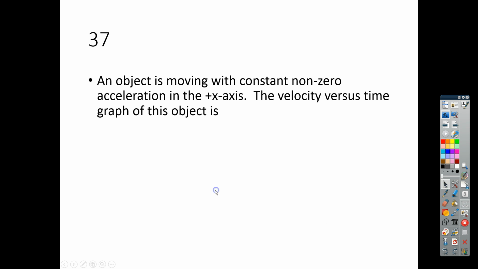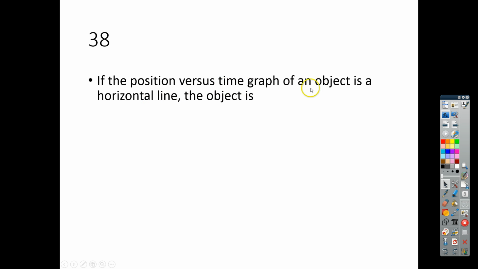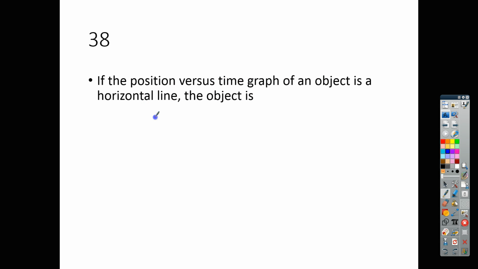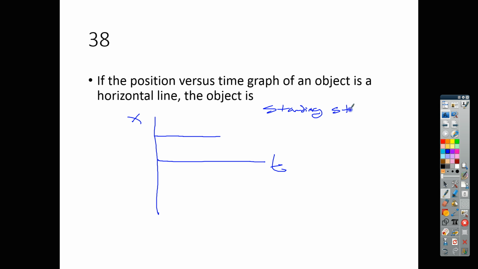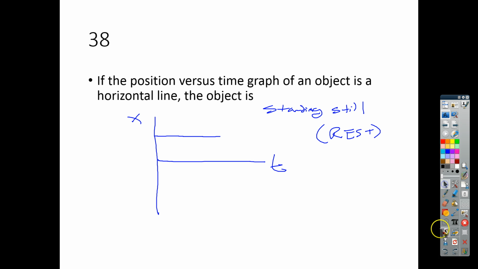For number 38, if the position versus time graph is a horizontal line, so we're going to draw a position versus time, and we have a straight line, this object is standing still. And so that is number 38. Another way to say standing still is it is at rest, and that's really what they want. And that is answer letter C.